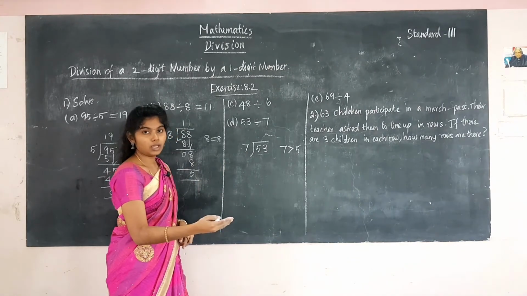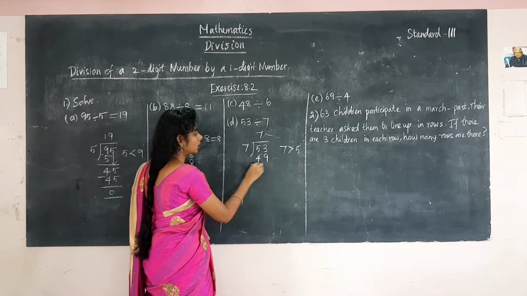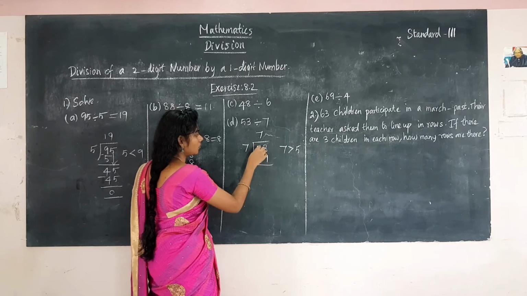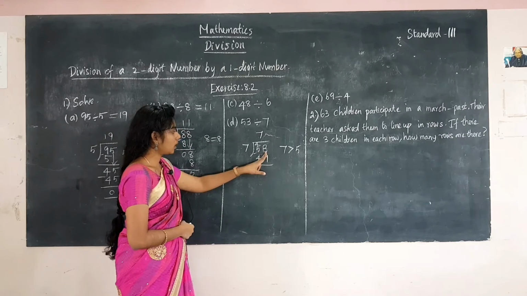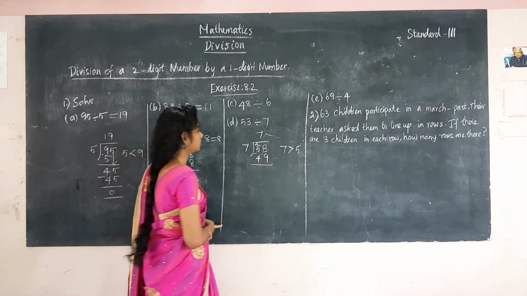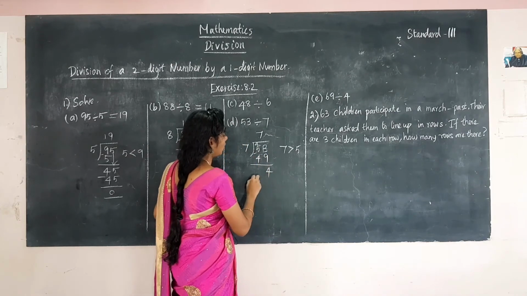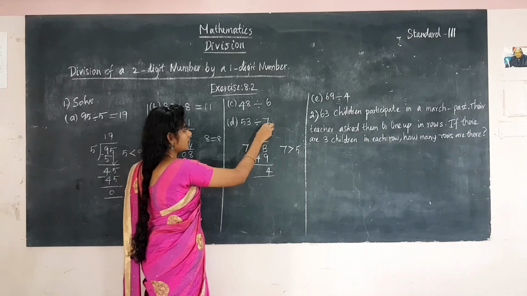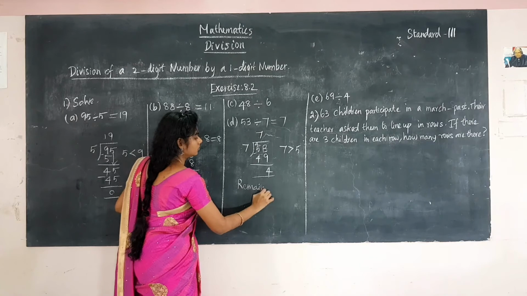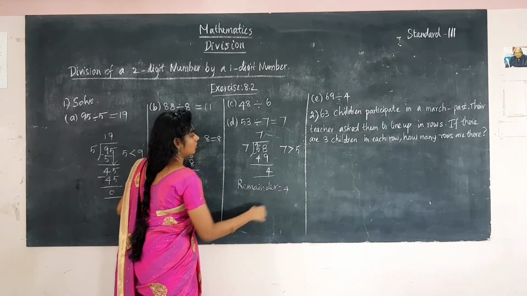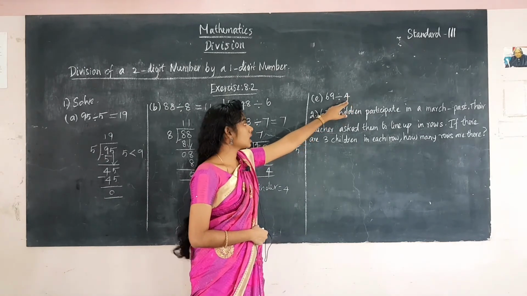7 7s are 49, which is within that number. So here 49, and you subtract these two numbers. First you have to borrow from here, and you get 1 before that number. So 13 minus 9 is 4, and 4 minus 4 is 0. You have got the remainder as 4 and the quotient as 7. Quotient is 7 and the remainder is 4. And now the next problem, 69 divided by 4, you are going to do as your homework sum.